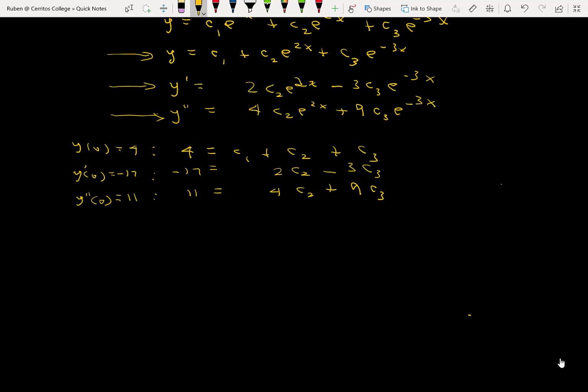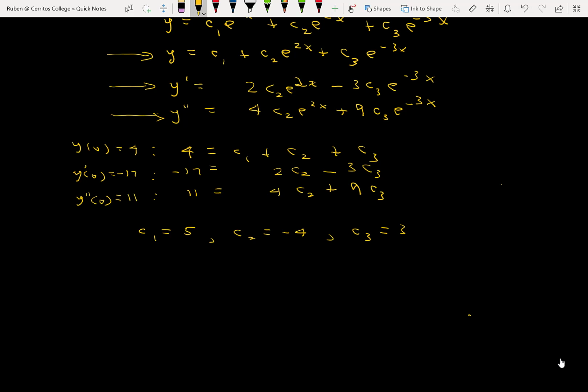So what this results in is a system of 3 equations and 3 unknowns. And we've developed a whole bunch of ways of solving this. I used the Gauss-Jordan elimination method and found that there was a unique solution: C1 equals 5, C2 equals -4, and C3 equals 3.